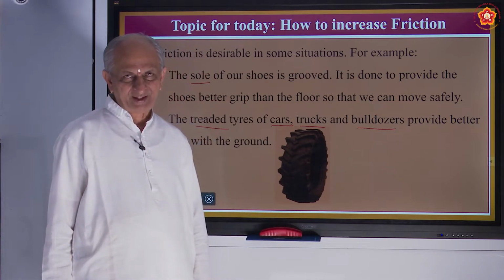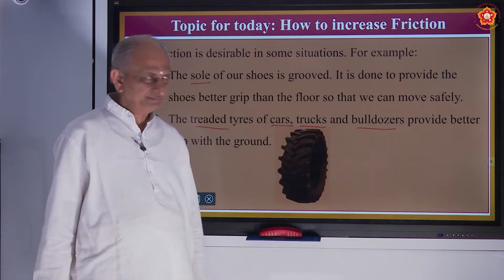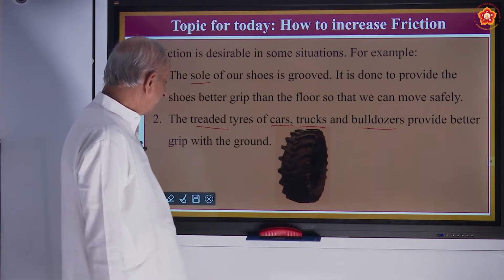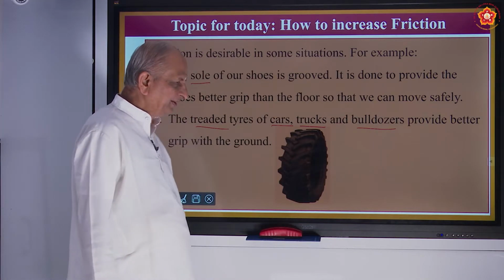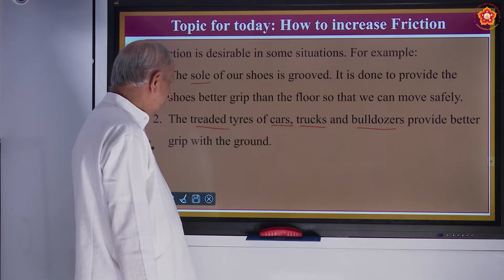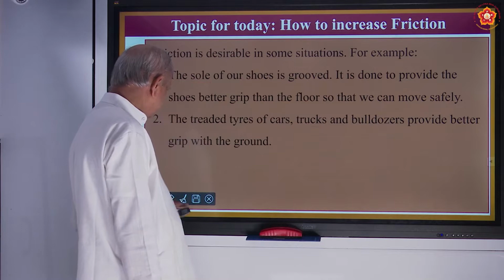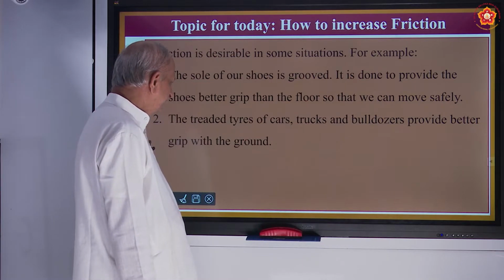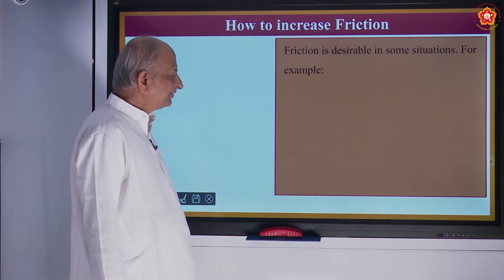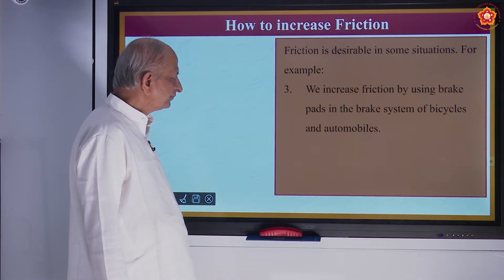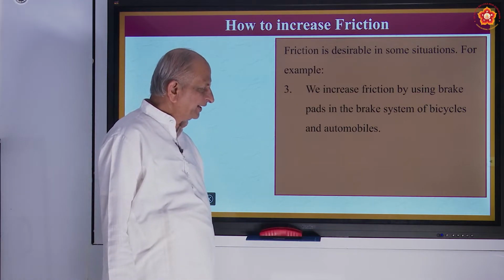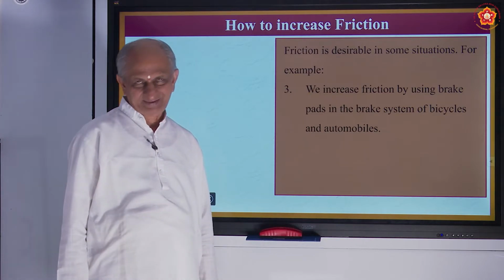A lot of grips will be there because it is very heavy. It can do wonders, and nowadays it is common in all the places you can see this. Correct? So to have a better grip, these tires must be threaded. Friction is desirable in some situations. So we increase the friction by using brake pads in the brake system of the bicycles and automobiles.